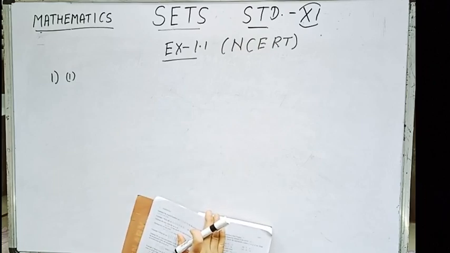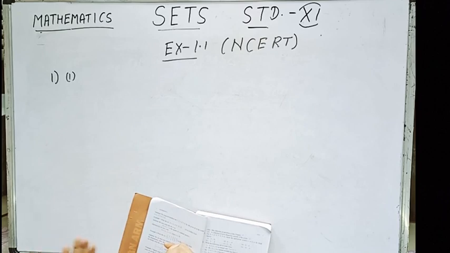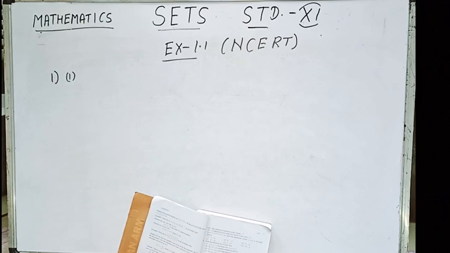Exercise 1.1, question number 1, subpart number 1 says, which of the following are sets? Justify your answer. Subpart number 1 is collection of all the months of a year beginning with the letter J. Obviously the months of a year we know are 12, and the months starting with J are July, then June, and so on. So it is justified, whatever is defined for all, so it is a set.